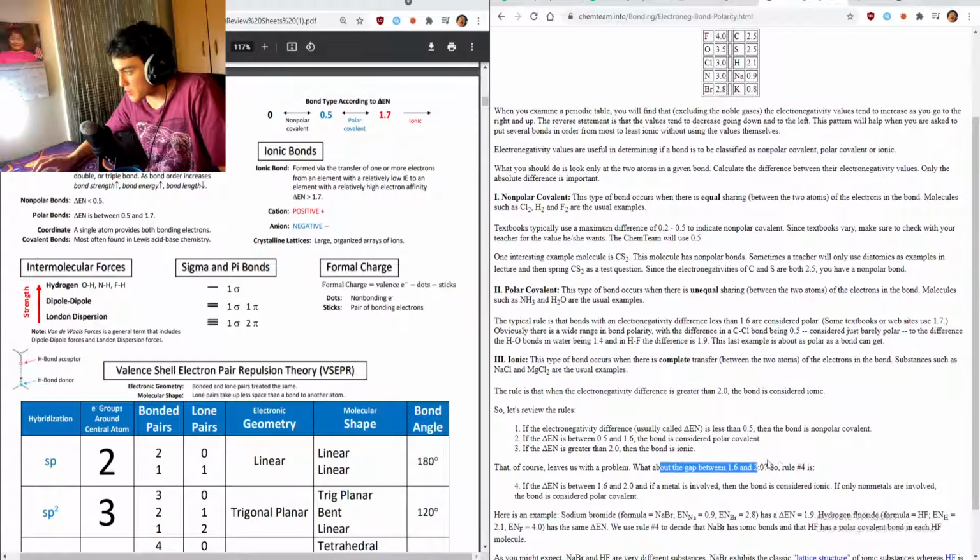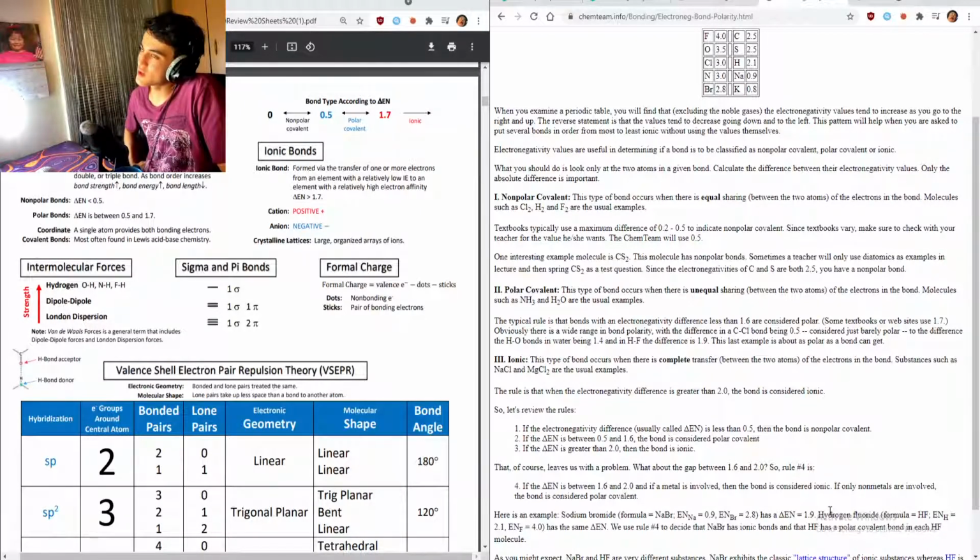Oh, what about the gap between? The rule number 4: if a metal is involved, then the bond is considered ionic. If only non-metals are involved, it's considered polar covalent.